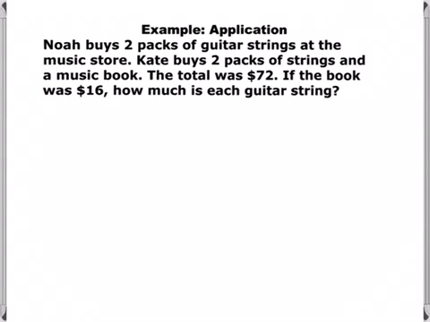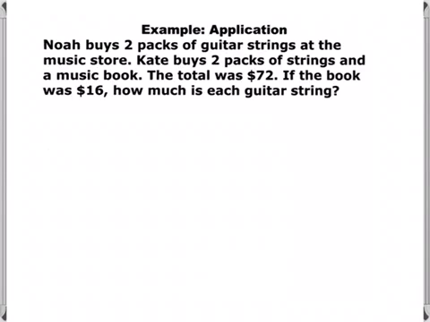All right, so now we look at word problems. The first part of a word problem is setting up the equation. So let's read the word problem to make sure we can set up the equation. Noah buys 2 packs of guitar strings at the music store. Kate buys 2 packs of strings and a music book. The total was $72. If the book was $16, how much is each guitar string?